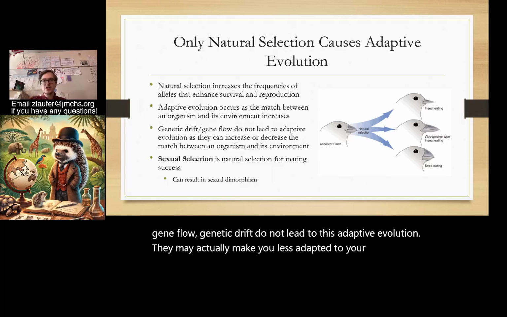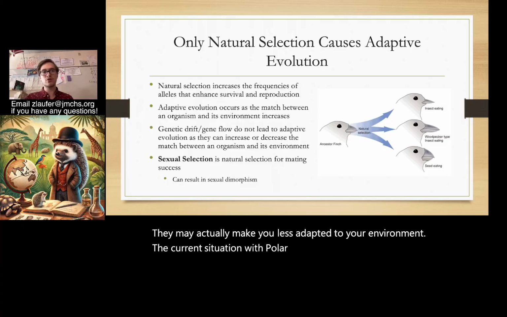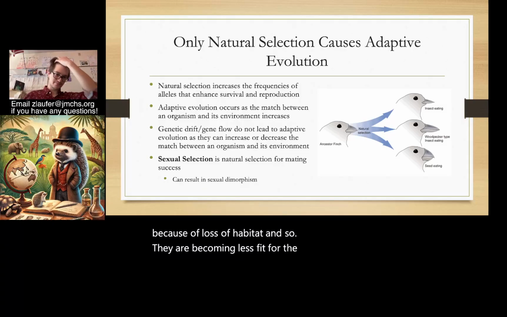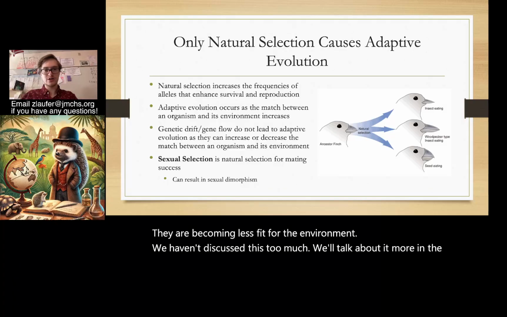The current situation with polar bears is kind of an example. They're not adapting to their environment. It's more of a bottlenecking effect where some of them are just randomly dying because of loss of habitat. And so they are becoming less fit for their environment. We haven't discussed this too much. We'll talk about it more in the next lecture.